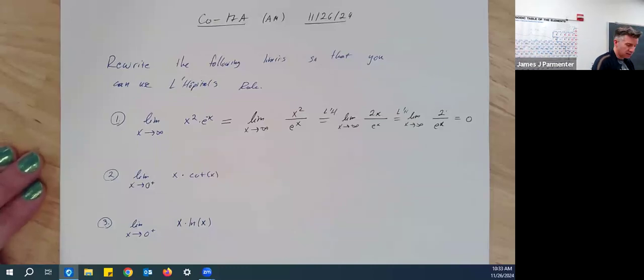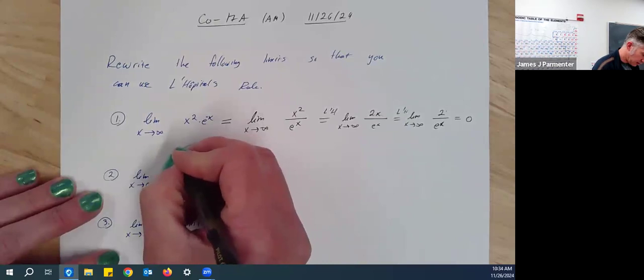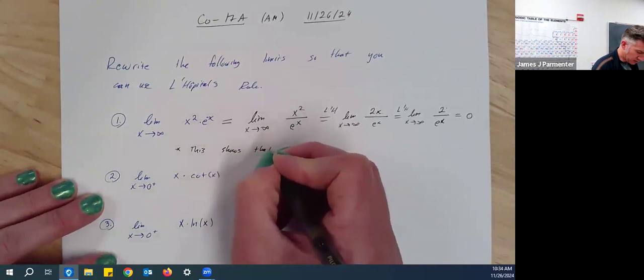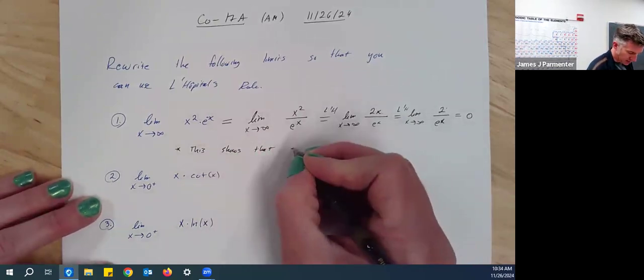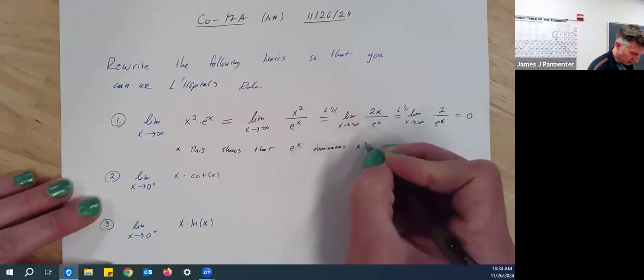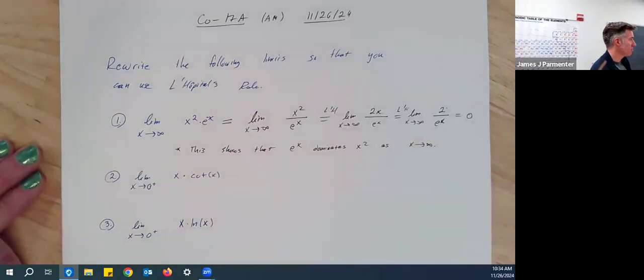As an aside, this would also be a good way of showing that e to the x grows much, much larger than x squared as we go towards infinity. When you're trying to tell whether one function is growing larger than another one, this is how we do it. We compare them by writing them as a fraction, then taking the limit, usually using L'Hopital's rule. So I'll just point out, this shows us that, as many people like to say, e to the x dominates x squared as x goes to infinity. It is much, much larger.